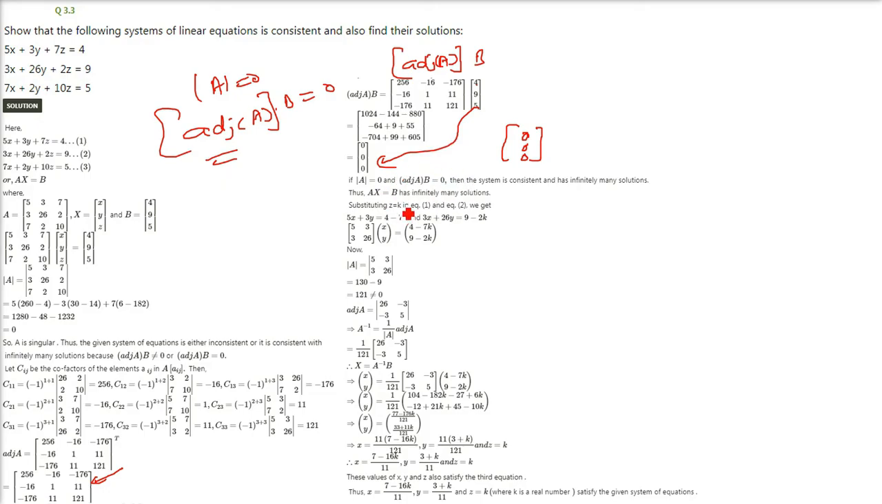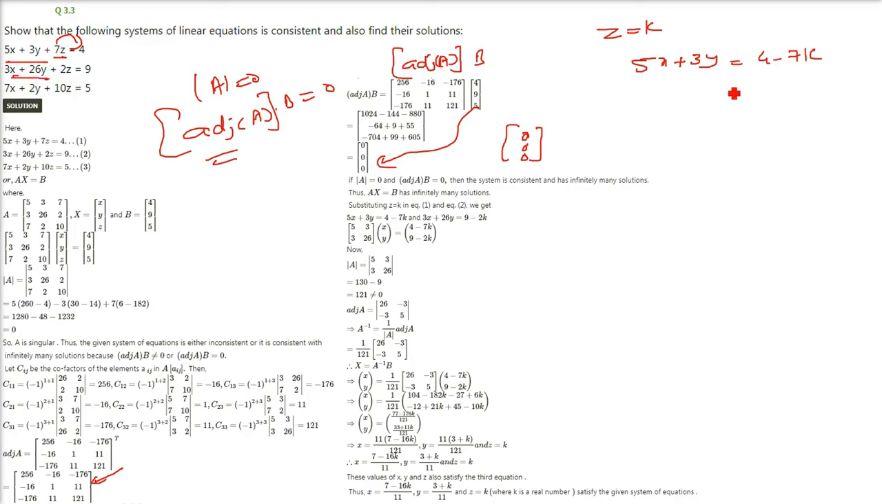So same thing you have to do, but there is a 3 by 3 matrix that will come as a 2 by 2 matrix and you will solve it like what we have seen. So first, you have to assume z equals k. The first equation will be 5x plus 3y plus 7k equals 4. I am taking 7k on the right hand side because it is constant. All constants have to be taken on the right hand side.